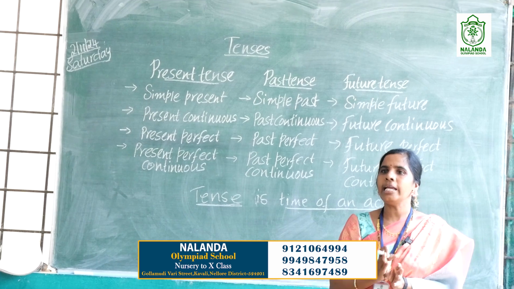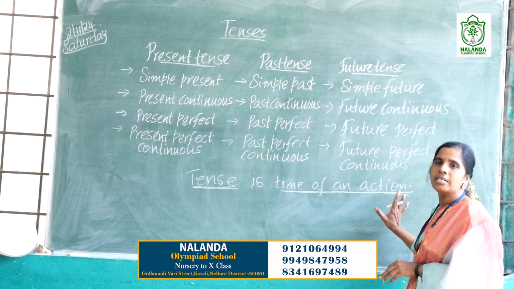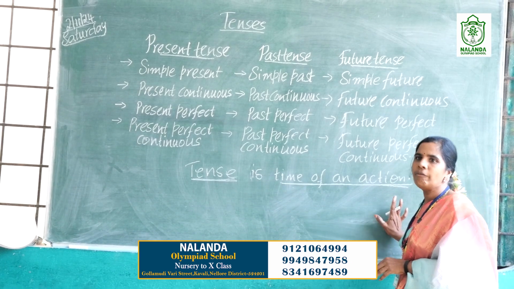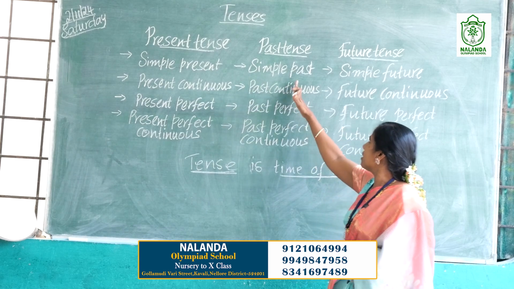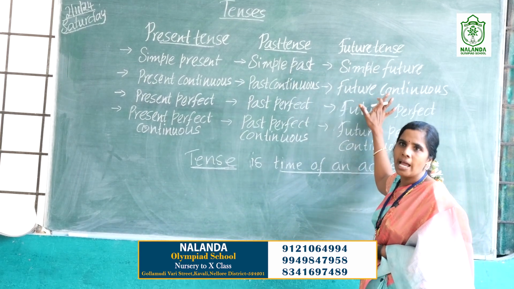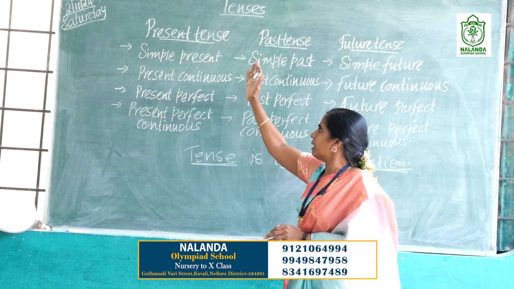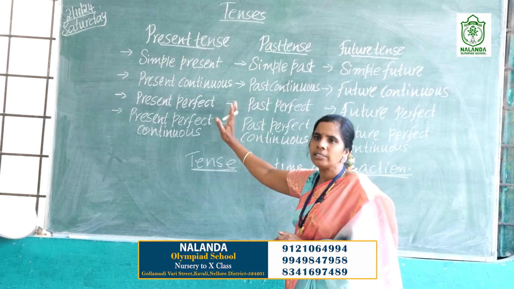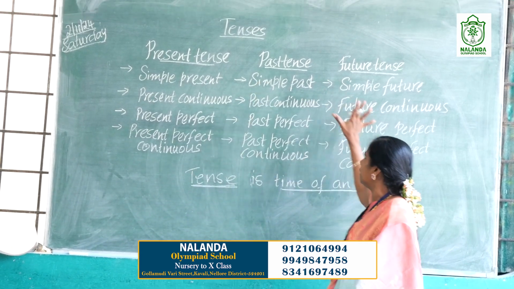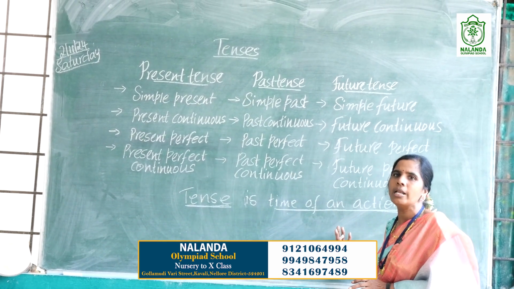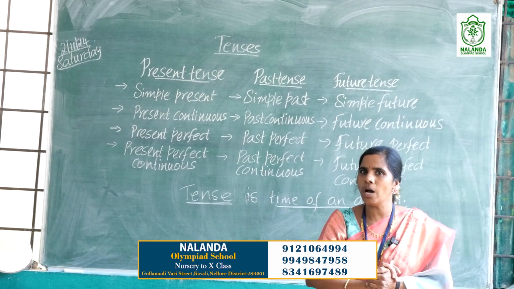So once again I am repeating it. What is tense? Tense is nothing but time of an action, and we have three main tenses: present tense, past tense and future tense, and each tense is divided into four: simple, continuous, perfect and perfect continuous. So overall in this class we are going to learn about 12 tenses. Is it clear to everyone?